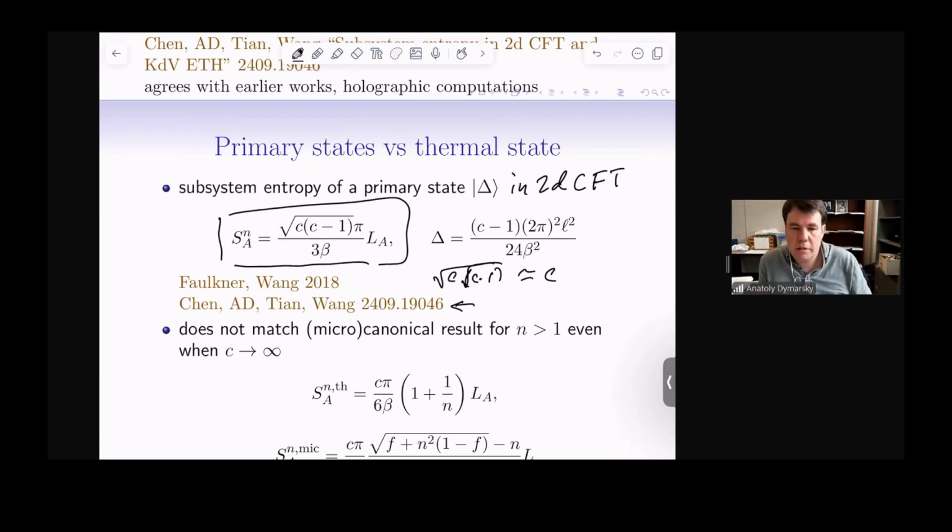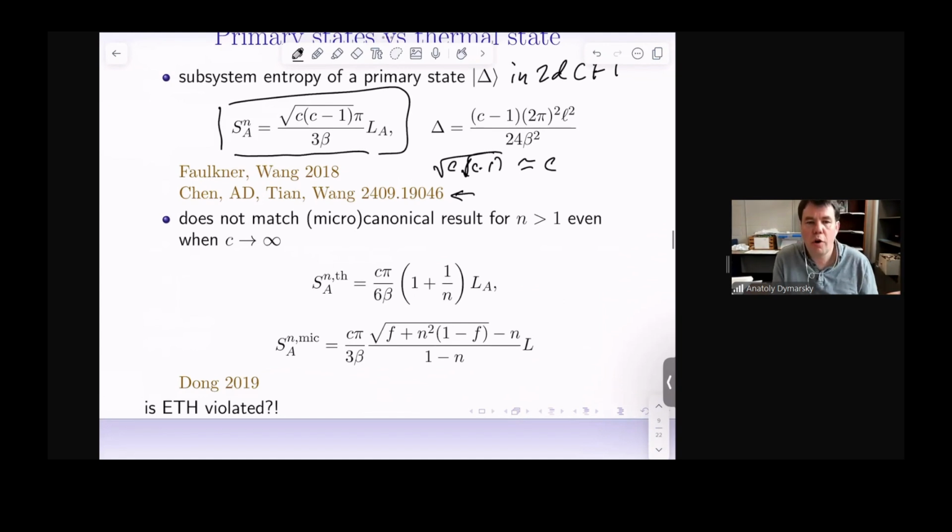And again, this calculation, you need to compare it with what you know for the microcanonical ensemble in 2-dimensional CFT. The microcanonical ensemble was first considered by Hartman and collaborators using holography, but now we can reproduce that result not only in the infinite c limit, but for finite c using the diagonal approximation. This is the microcanonical result. And it doesn't match the primary state result at all, because the microcanonical result has very explicit n dependence. You might think for a second that maybe the right way to compare is that the primary state should be compared with the canonical state.